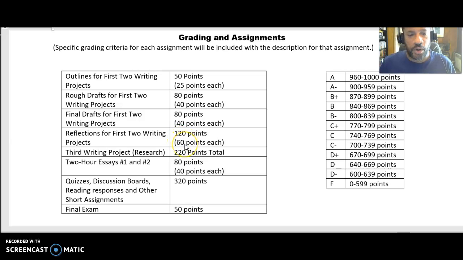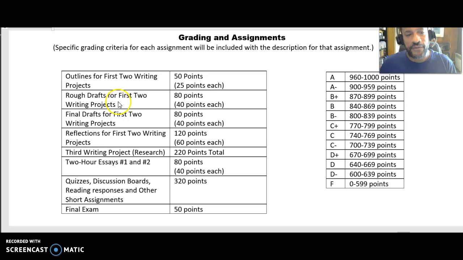And notice that's worth more, 60 points each for the reflections. And reflections are just that. You reflect on, that is, think about, what happened during this process. So I want you to be thinking about, as you go through the outline, rough draft, and final draft, why you changed what you did. What kind of comments did I make? How did you respond to those comments? I want to understand that process.